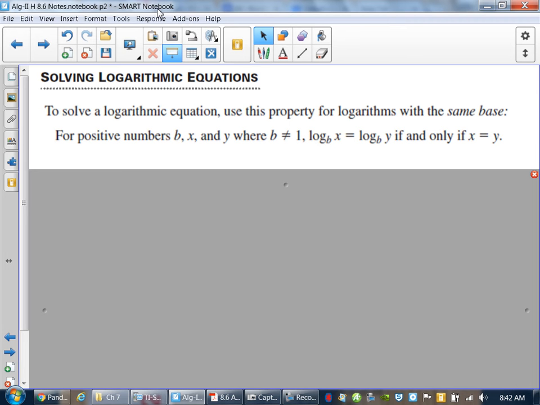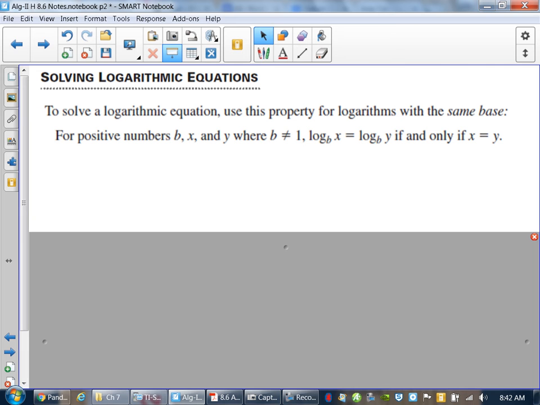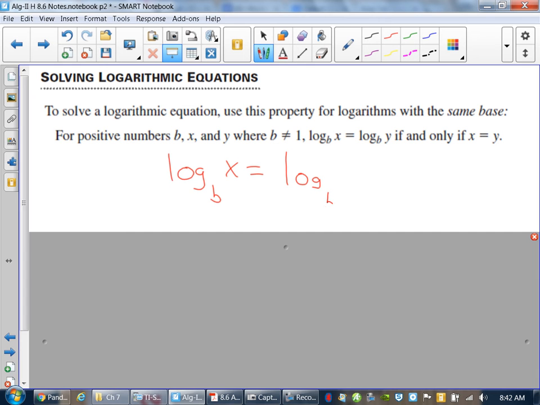Solving logarithmic equations. Basically what you want to have is the same log base again. The idea here is that if you're able to get log base b of x equaling log base b of y, if you have the same log bases, they undo one another.